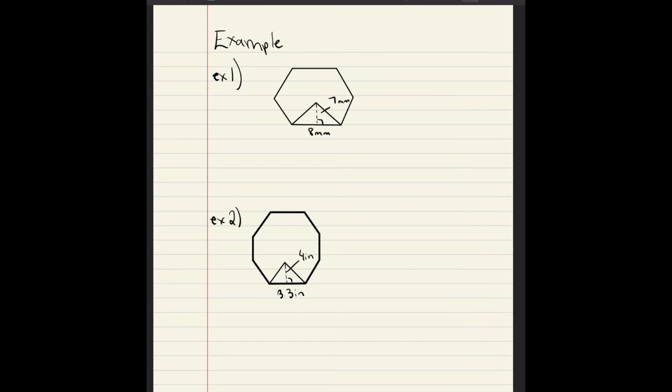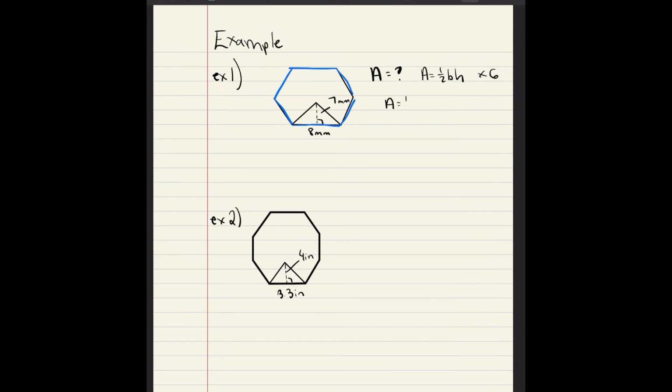All right, so we're going to look at this example. So we have a polygon here. We need to find the area. My formula is A equals a half base times height, and I need to multiply that by the number of sides. So I have 1, 2, 3, 4, 5, 6 sides here. So I'll multiply my answer for my formula by 6.